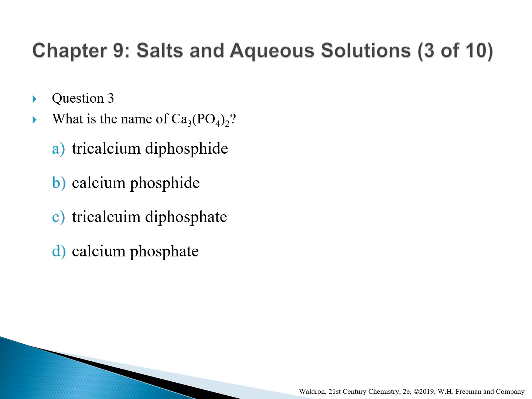Question 3. What is the name of Ca3(PO4)2? A. Tricalcium diphosphide. B. Calcium phosphide. C. Tricalcium diphosphate. D. Calcium phosphate. Please pause your video here. The correct answer is D.